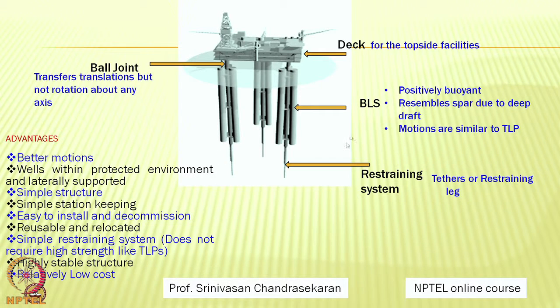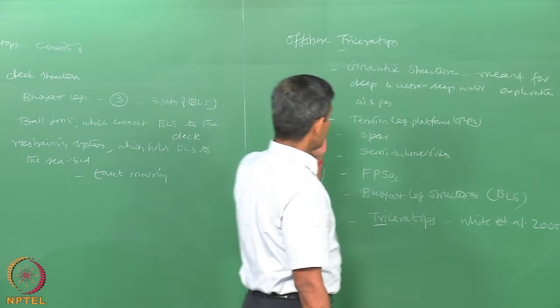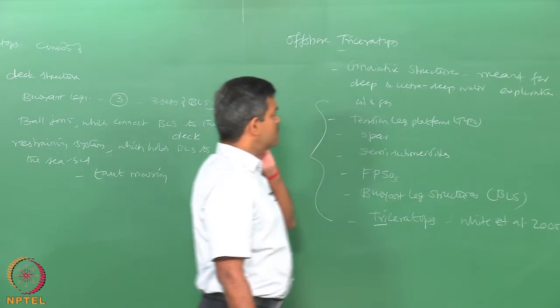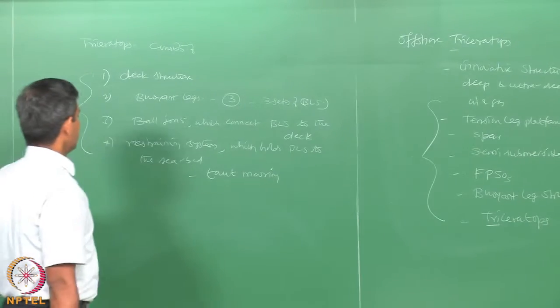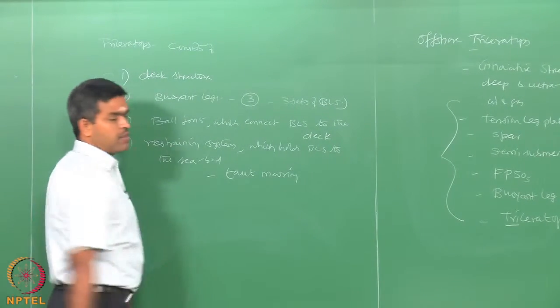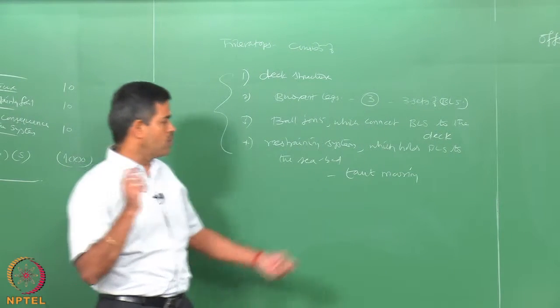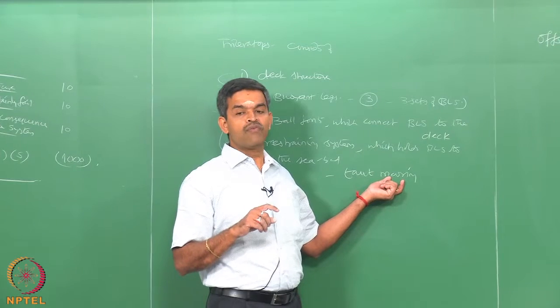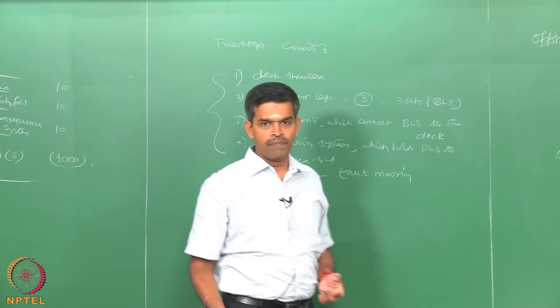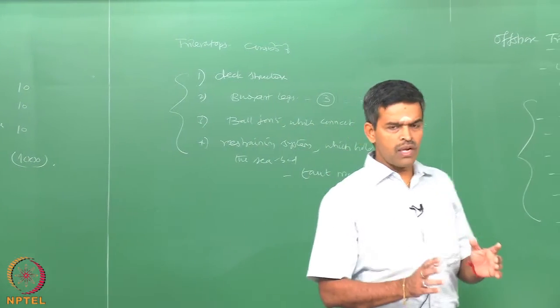Now, the BLS which is positively buoyant needs to be supported, housed and constrained in its motion to the seabed. So, we connect them with the restraining system. Generally, the restraining system consists of taut mooring lines, which is similar to that of a TLP. However, the initial tension which is imposed on the mooring lines or on the tethers will be far less compared to that of a TLP. Okay. So, this is a conceptual idea.